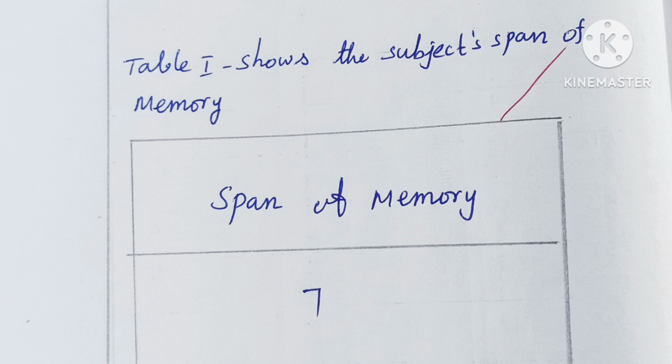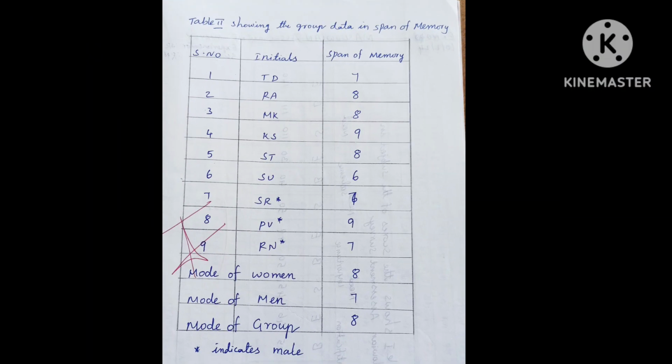After this we have to move on to table 1. Table 1 is the span of memory, which is 7. After this we have to go on to table 2. In table 2 we have to collect the data from our group. There are 9 members in the group. We should write the initial as well as the span of memory.